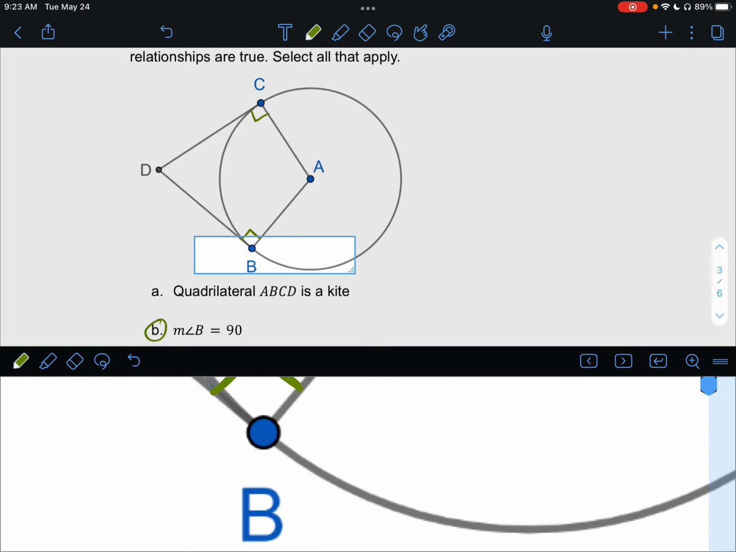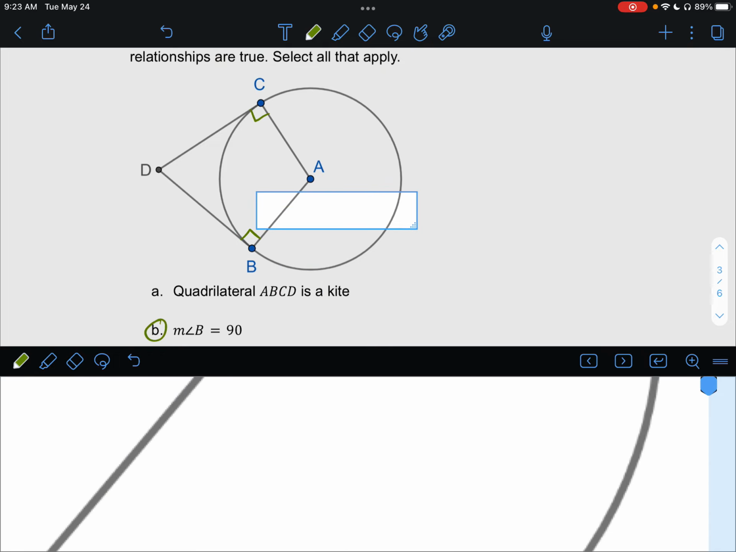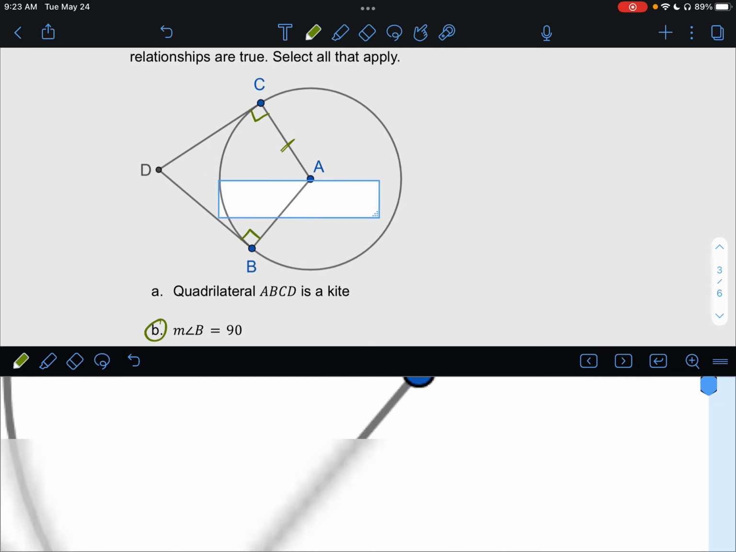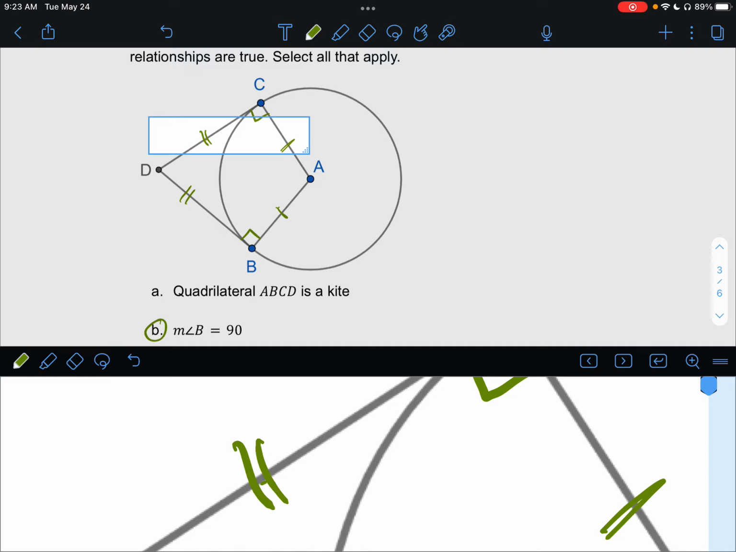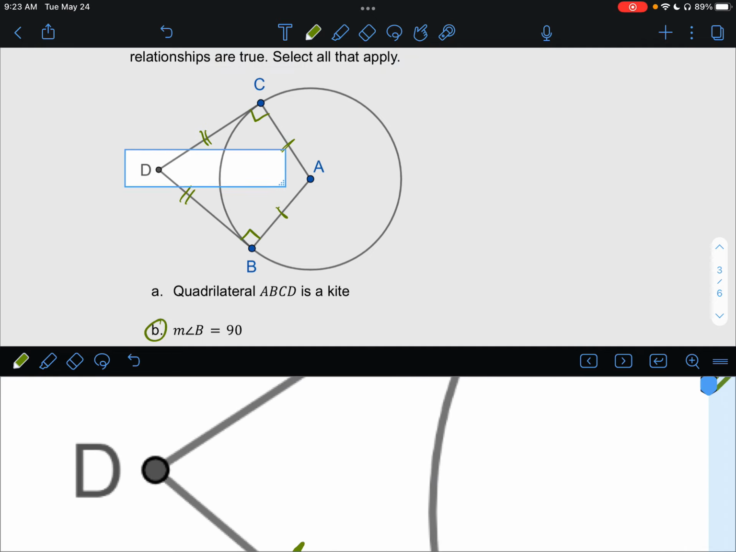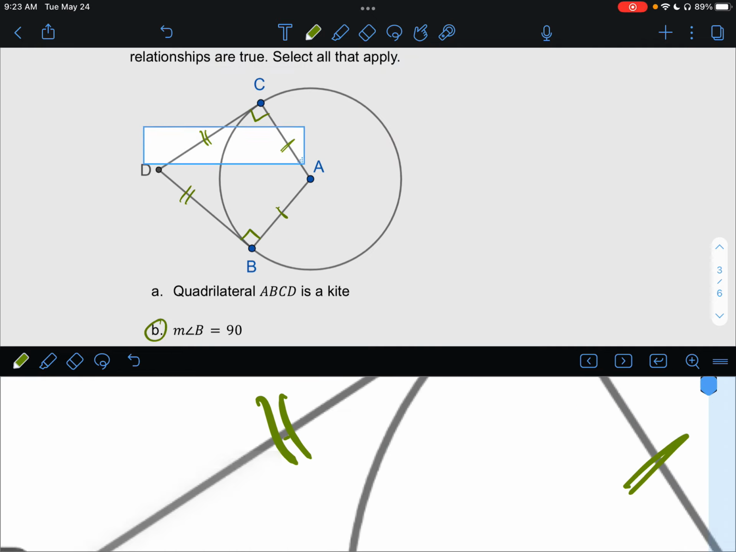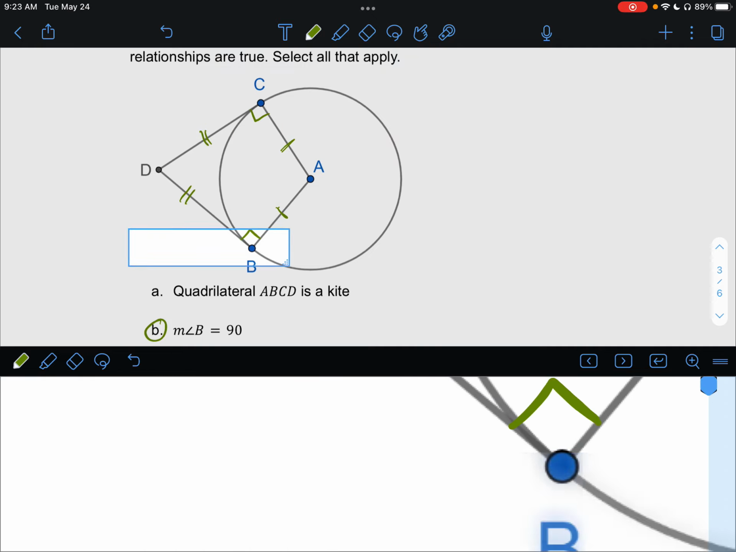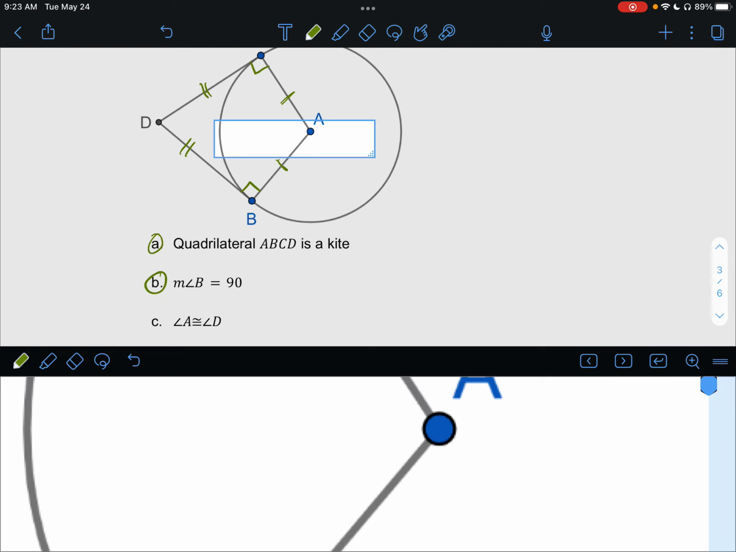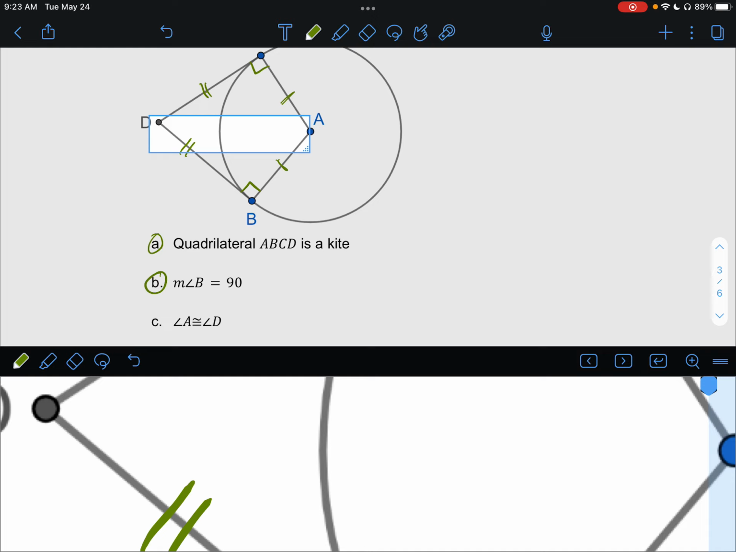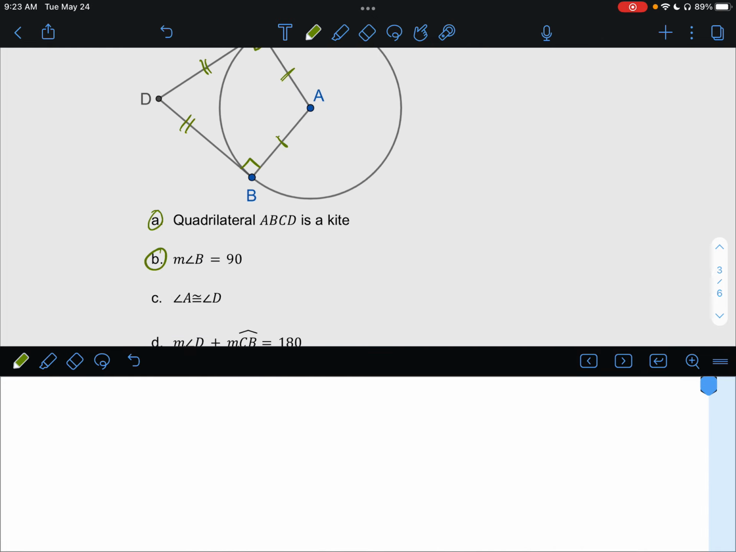Quadrilateral ABCD is a kite. We know that CA and BA are the same measurement because they're both radii of the same circle. So I can say that that's congruent to that. We can say that these two are congruent because they're both tangent to the same circle from the same point. If I have two pairs of consecutive congruent sides, then yes, this is a kite. Measure of angle A congruent to measure of angle D? No, we don't know that. It could be true, but we don't know that.